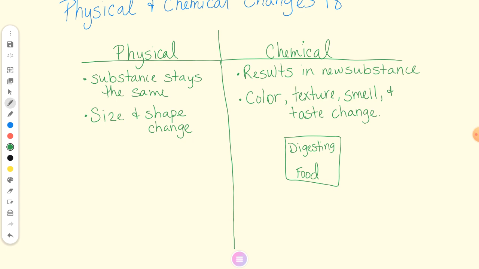Elia, pick one up. Which one do you have? A nail rusting. Addie J, which side is that one going to go on? Chemical change. Why? Yeah, the rust is a whole new substance. So a nail rusting is an example of a chemical change.